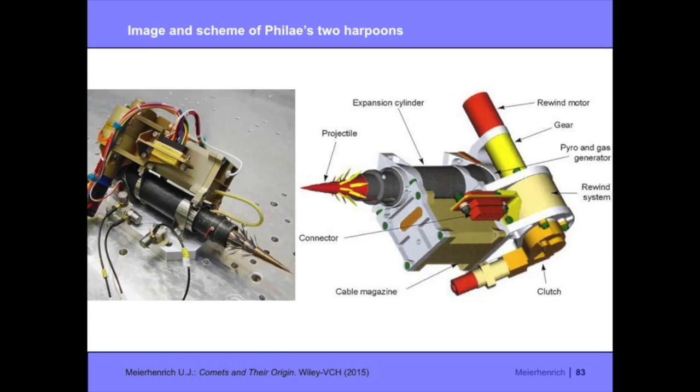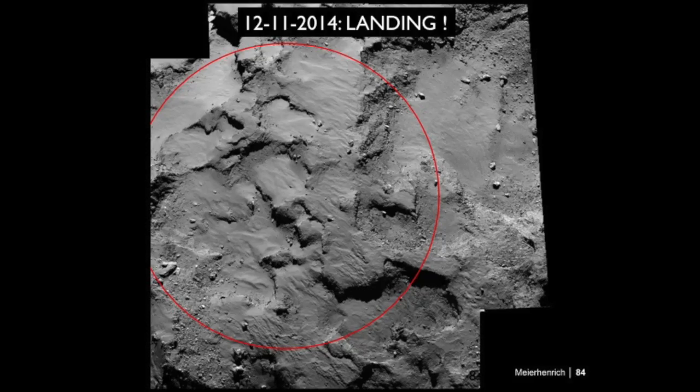Philae contained 2 harpoons. Here's a scheme of this harpoon. And on 12 November 2014, this was landing day. I was in Cologne at the Lander Control Center, LCC. Others, like Matt Taylor, were in Darmstadt, where the entire Rosetta probe was. You were in Darmstadt, I assume, as well.